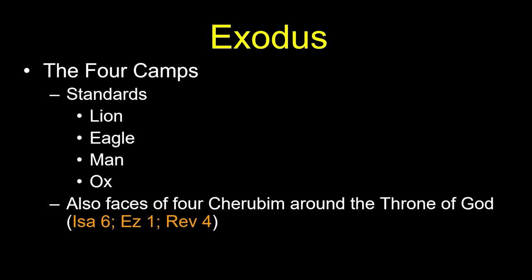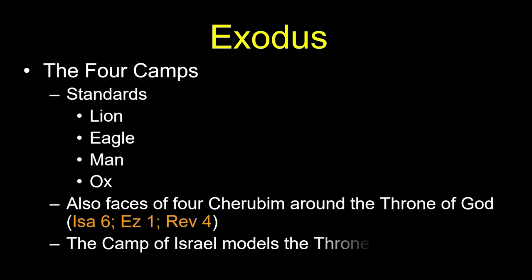And it's interesting to note that those same four faces were the four faces on the standards making up the four rallying points for the four camps making up the 12 tribes of Israel. Thus, Israel, with the tabernacle in the center, probably unknowingly made up a model of the throne of God when she was encamped. Now, I didn't want to get into all that again.